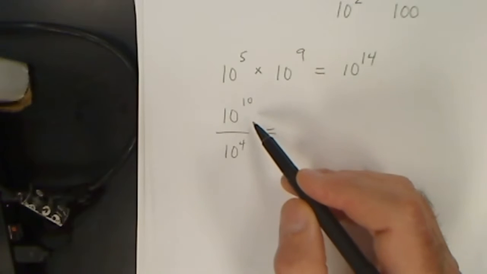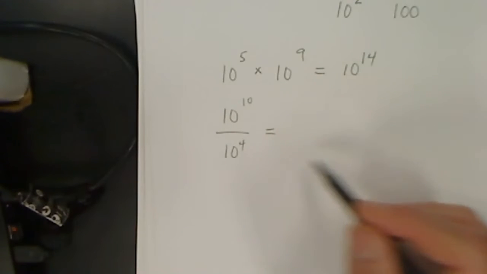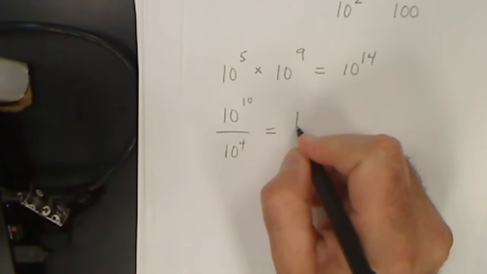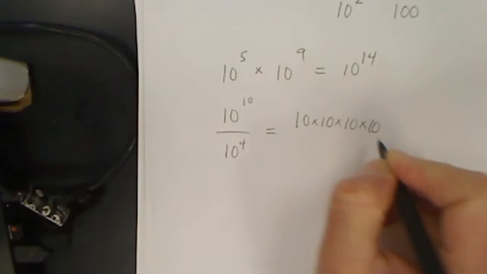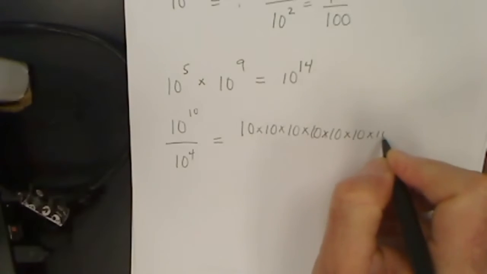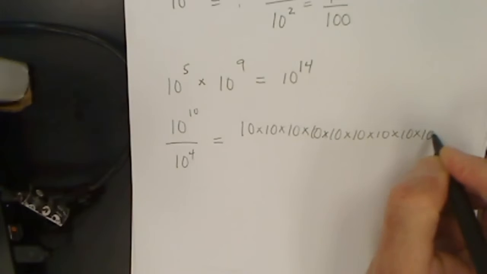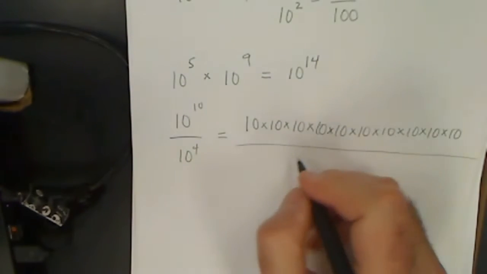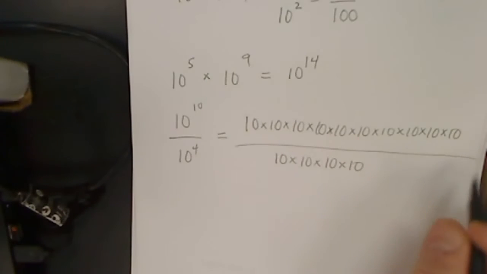So what do you do when you have 10 to the 10th divided by 10 to the 4th? Is that confusing? Okay. What does 10 to the 10th mean? It means 10 times 10 times 10 times 10. That's a lot of 10s, right? 1, 2, 3, 4, 5, 6, 7 times 10 times 10 times 10. Okay. What's 10 to the 4th? That's easier. It's going to be 10 times 10, 4 times only.